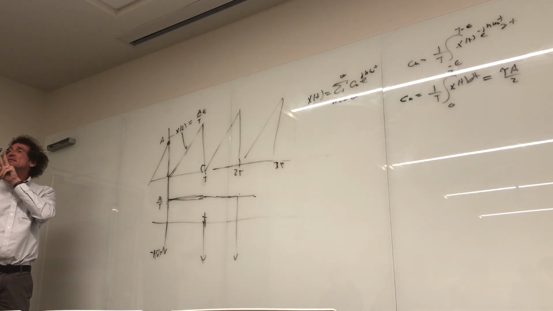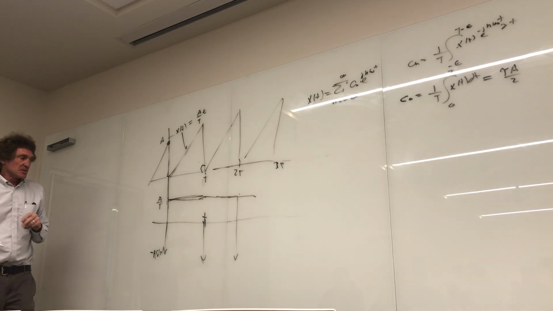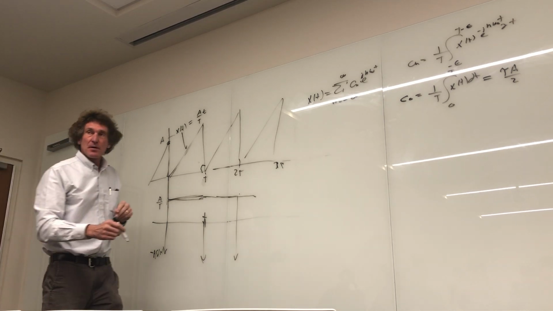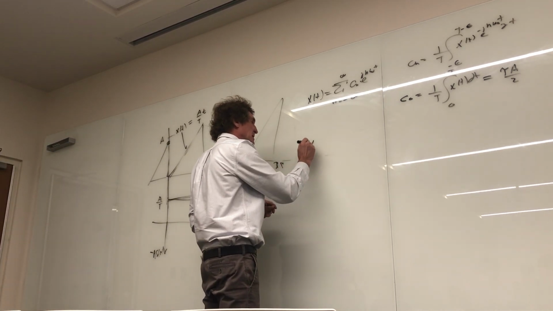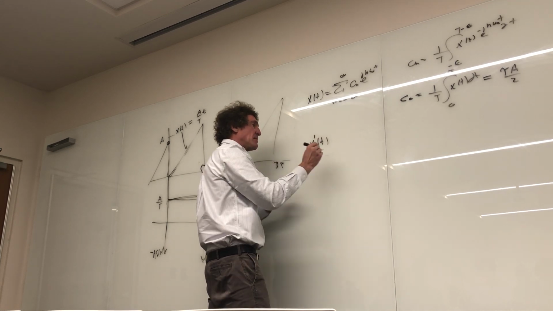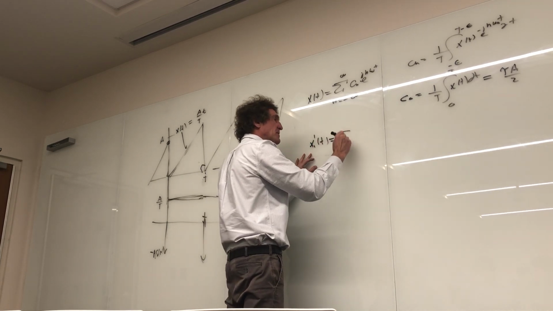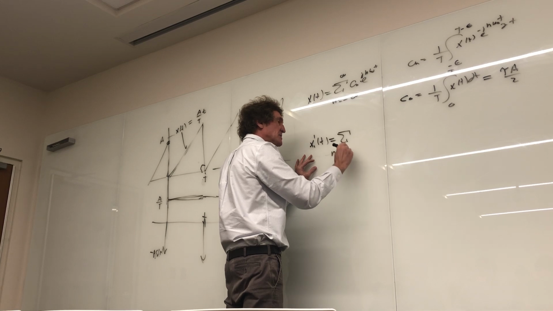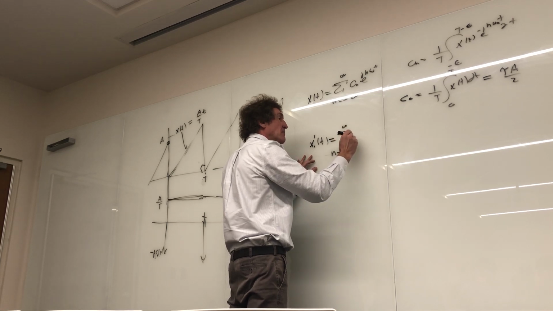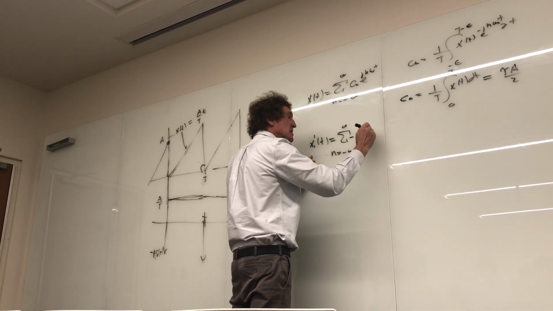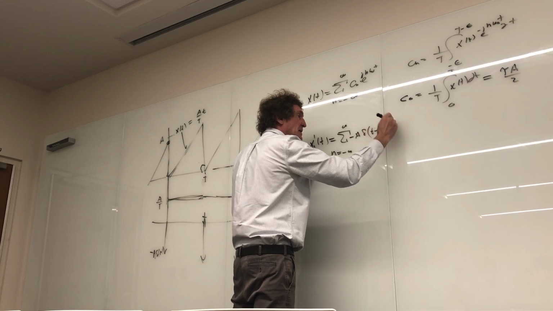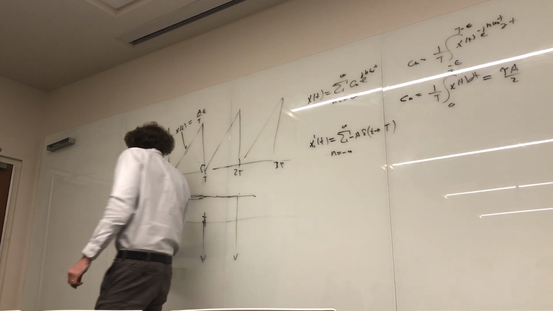Now here's what you do, and listen to me carefully. You break this into two functions. Your first function, I call it x1 of t, and then put a prime there. That's just the sum of delta functions from n equals minus infinity to infinity of minus a times delta of t minus nT. That's a mathematical statement for this.